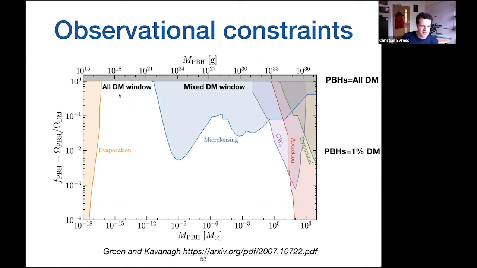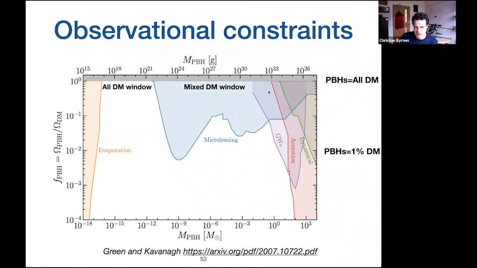But there is a window, and a fairly uncontroversial window, where you're allowed fPBH equals 1, so all the dark matter in primordial black holes, which is around an asteroid mass. So in terms of grams, about 10 to the 17 up to 10 to the 21 grams, or in terms of solar masses, around 10 to the minus 16 or 10 to the minus 12 solar masses. Okay, so in this window, you're fine.